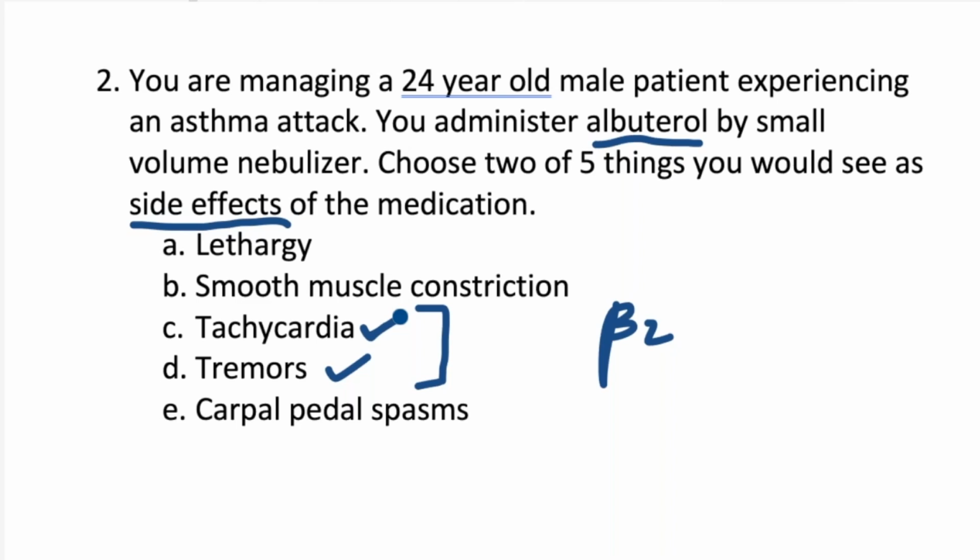Since this is a beta drug in our sympathetic nervous system, lethargy is not so much likely. And what we do is we actually cause smooth muscle dilation, especially in our small bronchioles. So it's not constriction, it's dilation that we want in that smooth muscle that wraps around our terminal bronchioles. Then carpopedal spasms are generally something that we see when a patient severely hypoventilates and gets into an alkalotic state. So the correct answer here is tachycardia and tremors.